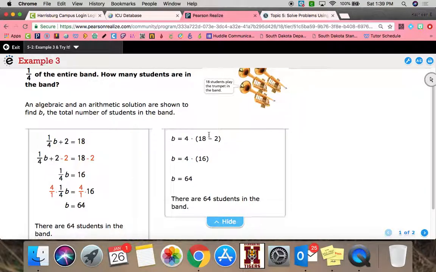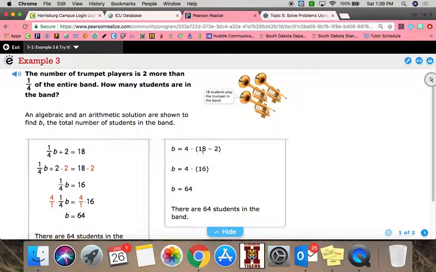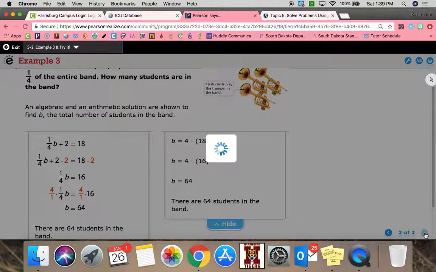Okay, arithmetic solution. So here's another way. B equals 4 times 18 minus 2. 64 people in the band, the number of people in the band, right? We ended up multiplying by 4 here, and 18 minus 2 is 16, so we got right down to this solution down there.